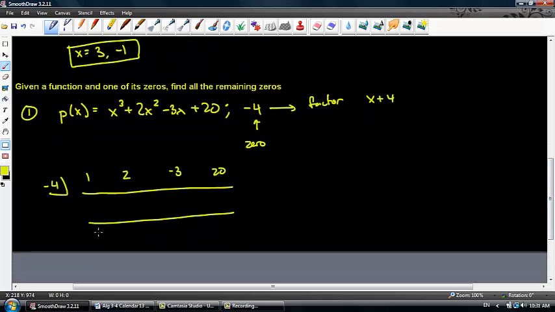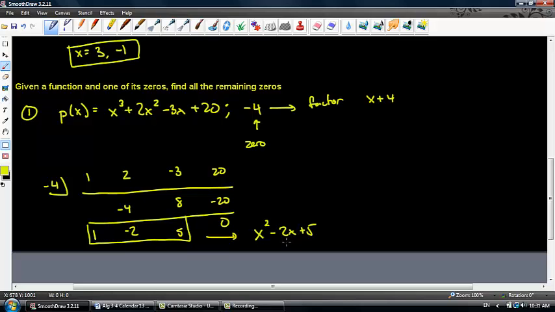So I'm going to go ahead and synthetically divide. I get a 1, I get a -4, a -2, an 8, a -5, and a, whoops, no, should not be -5, should be +5, and I should get a -20 and a 0. Okay, what that means is that my remaining polynomial is going to be x squared minus 2x plus 5.